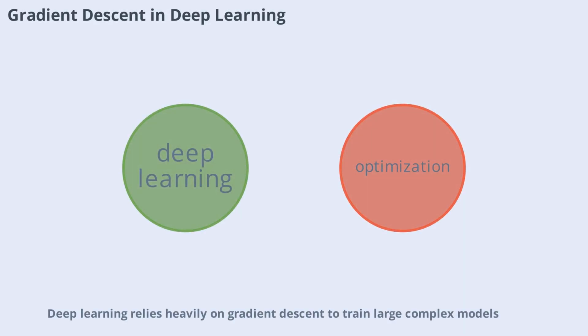Deep learning relies heavily on gradient descent to train large, complex models. With millions of parameters, efficient optimization is crucial. Techniques like mini-batch gradient descent and adaptive optimizers have made it possible to train deep networks on massive datasets.